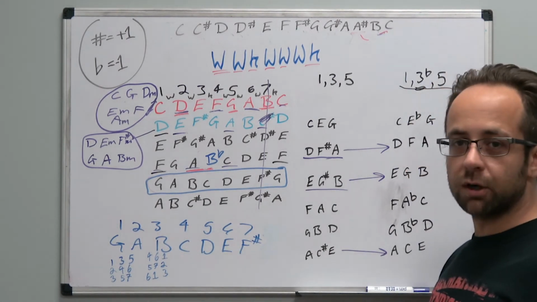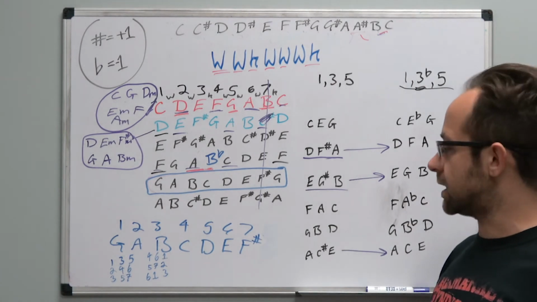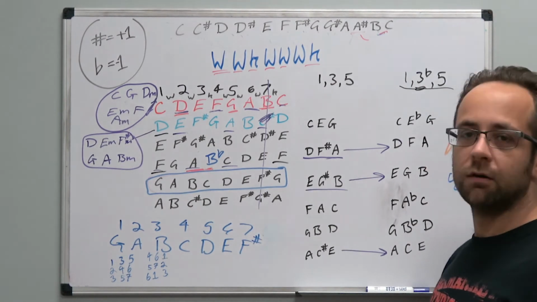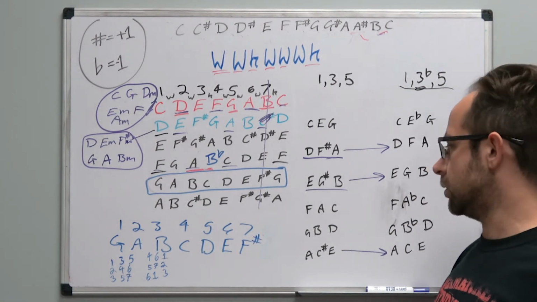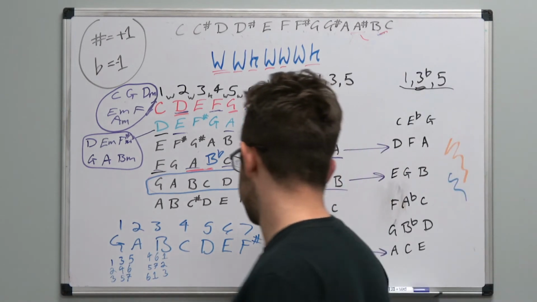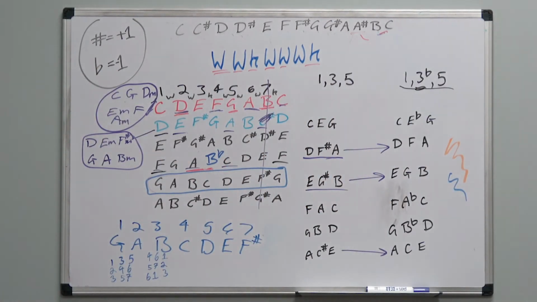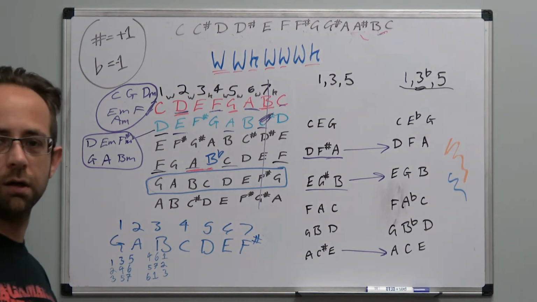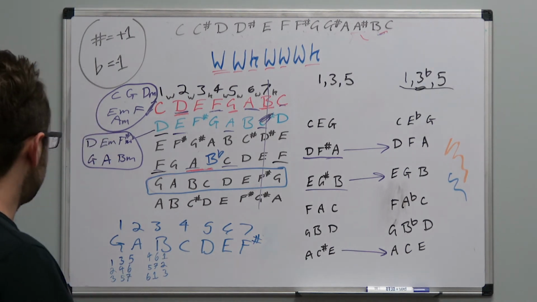1, 3, 5 is the first possible one. 2, 4, 6 is the second. 3, 5, 7. 4, 6, 1. 5, 7, 2. 6, 1, 3. And 613 always makes me think of the area code in New York or Long Island or whatever.